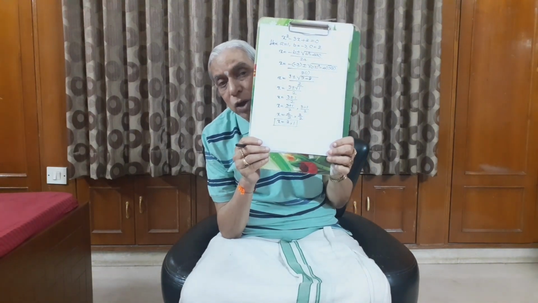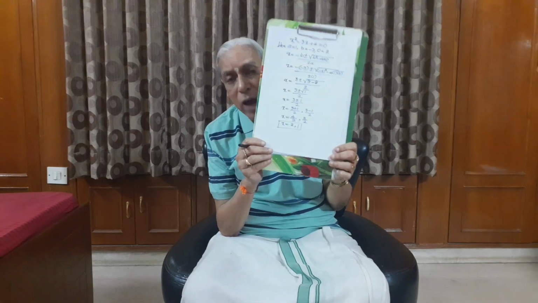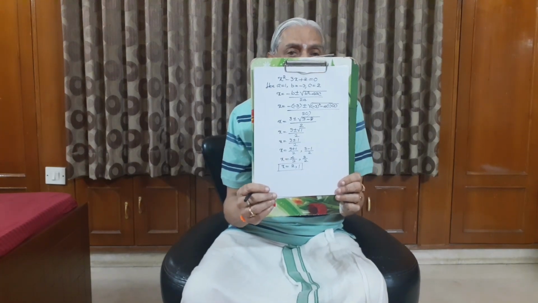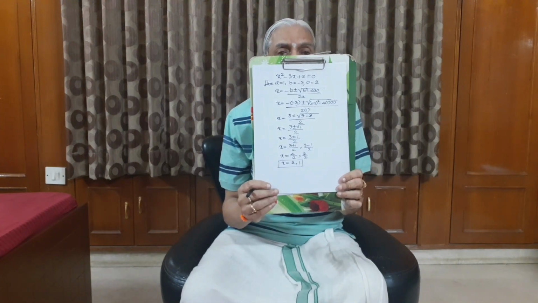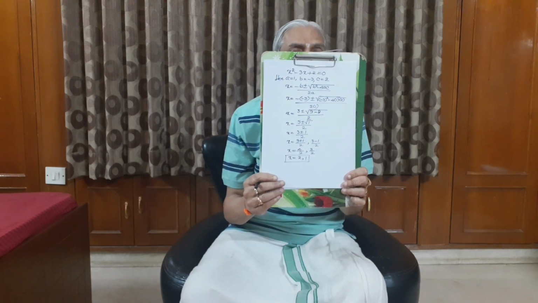Before that, you have to analyze the values of a, b, c correctly. First of all, you have to bring the equation to standard form, ax squared plus bx plus c equals 0. Otherwise, it's not possible. Now, I should just take up another problem to make it easy.